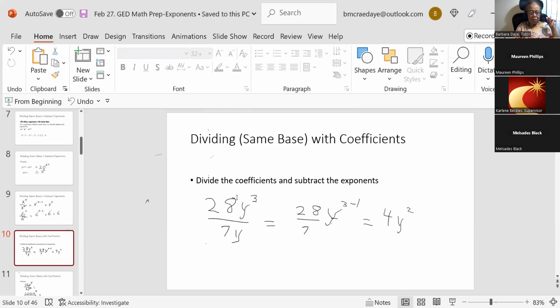This one, we have a coefficient. And remember, when we did multiplication, we multiplied the coefficients. So for division, same base, you just divide the coefficients. In other words, 28 divided by 7. So I put it right here. Those are the coefficients. And then just apply the division rule, which is subtraction. 3 minus 1 gives you the 2. 28 over 7 gives you 4.